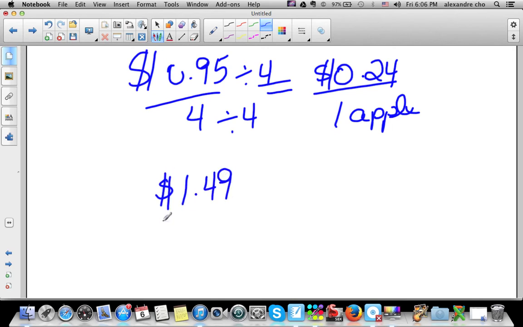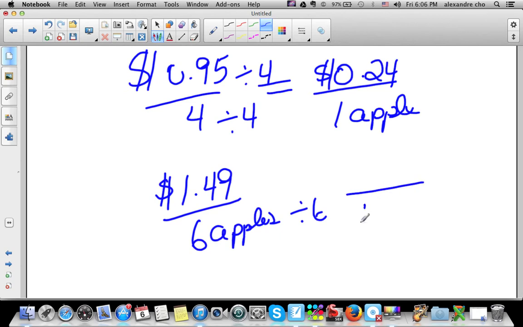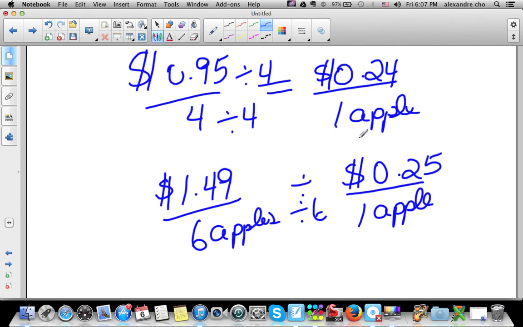And at the bottom you have 1.49, and you're buying 6 apples. You want the price per apple, so let's divide that, 6 divided by 6, 1 apple. So in essence, if you round it, be careful when you look at the calculator, this one rounds up to 25 cents, and the top one rounds to 24 cents. So in this case, you're better off, not by much, but still by a penny. The top deal, buying 4 apples for 95 cents, came out a little bit cheaper.